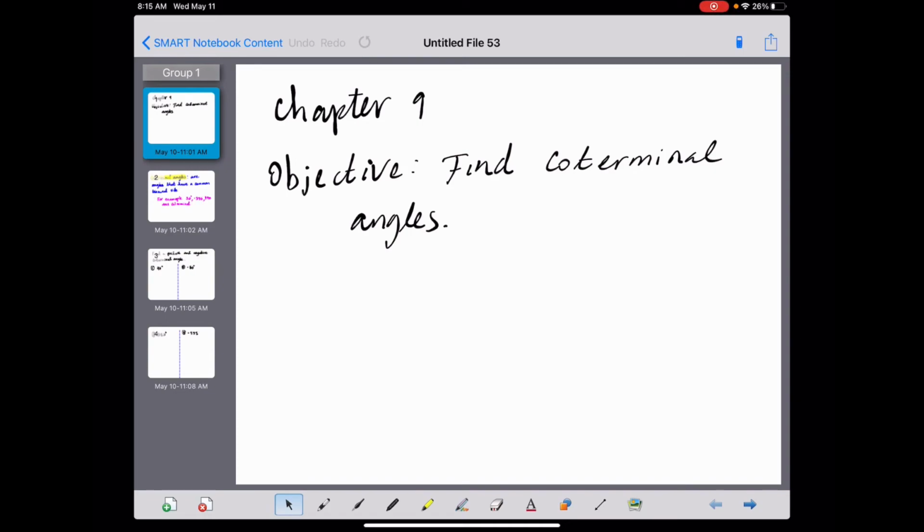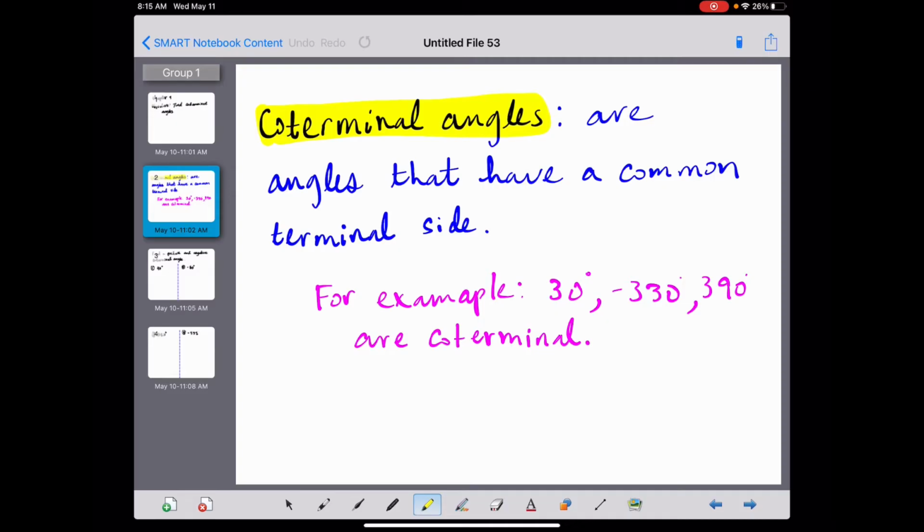Okay, in this lesson, I'm going to show you guys how to find coterminal angles. And you ask, what are coterminal angles? Coterminal angles are angles that have a common terminal side. For example, 30 degrees, negative 330 degrees, and 390 degrees are coterminal.